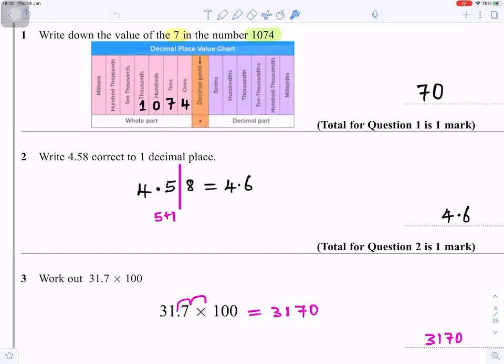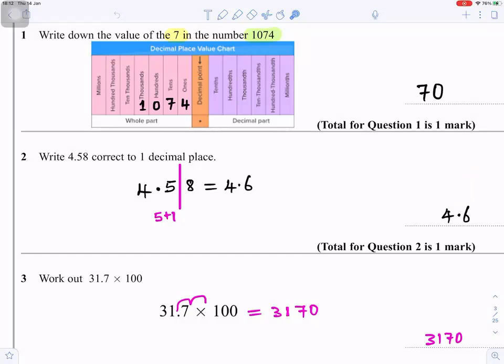Question number 2. Write 4.58 correct to one decimal place. You put a line after the first decimal place. I've got here the pink line. I've changed it to red. You look at the number after that line on the right, which is 8. Because it's 5 or more, you change it to a 1 and add it to that 5. So 5 plus 1 becomes 6. So the answer is 4.6.